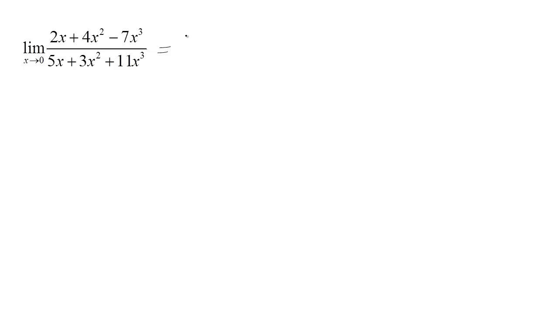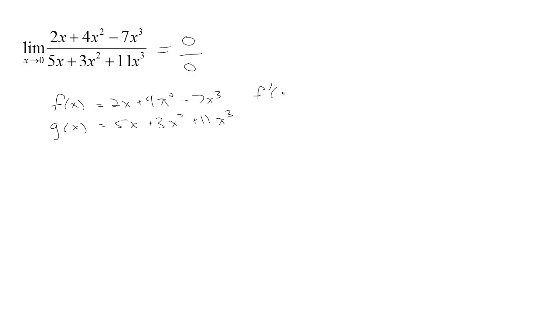The top is getting closer and closer to 0, and so is the bottom. The function in the numerator is 2x plus 4x squared minus 7x cubed, and the function in the denominator is 5x plus 3x squared plus 11x cubed. We can see that both are going to 0 as x approaches 0. So we try to apply L'Hopital's.